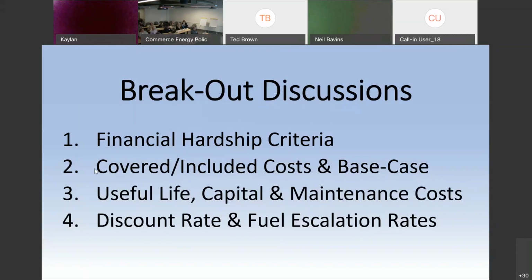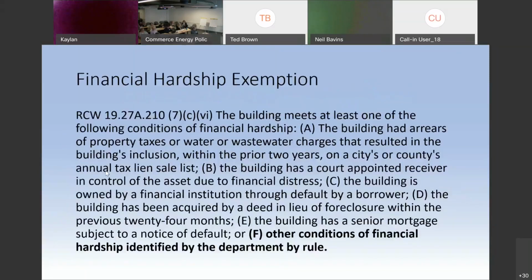So we'll look at the financial hardship criteria, and I'm going to go into a little more detail on each one of these. There is a section in the law that talks about a financial hardship exemption. Essentially, if your building is getting foreclosed on, you're not going to have to do this work. And at the bottom, it does say other conditions of financial hardship identified by the department by rule. So I think it is an appropriate point in time during pre-rulemaking to start voicing opinions. Are there other appropriate things that should be part of this financial hardship exemption criteria? There will be a group discussing that and bringing forward ideas, which is great.